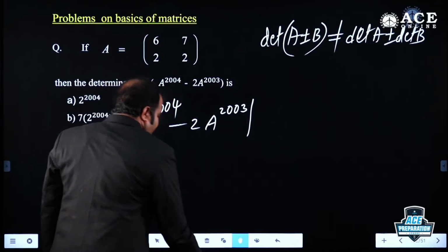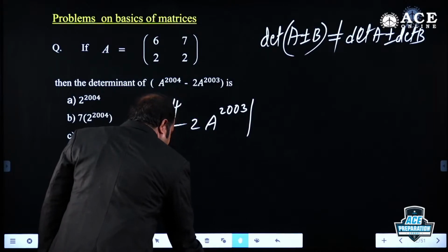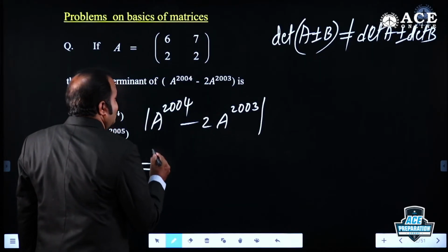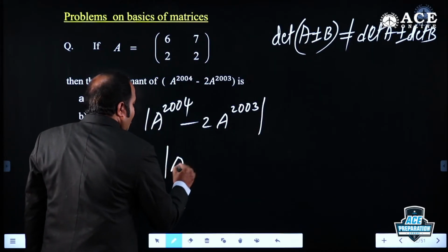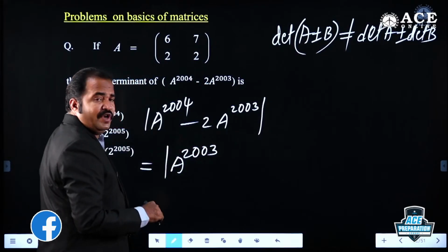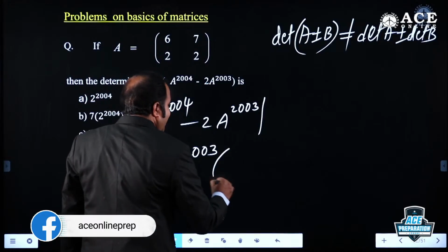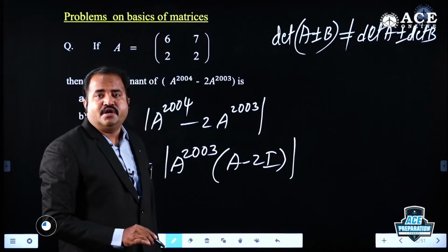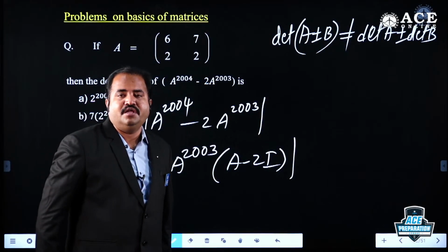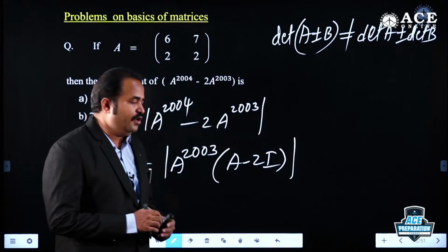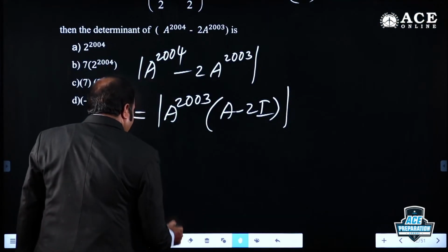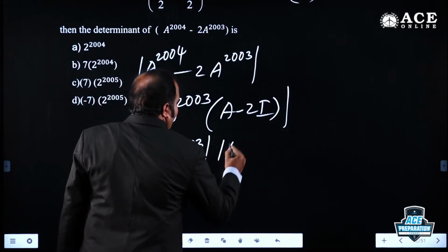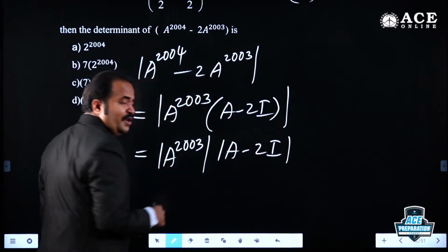So therefore, determinant of... look at, can we take a power 2003 as common or not? Remaining is what? A minus 2I only. So is there any formula related to this one? Yes, we have a formula. What is the formula? Determinant of AB equals det A into det B only. So therefore this is going to be (det A) whole power 2003 into determinant of A minus 2I only. Am I right? Correct or not?